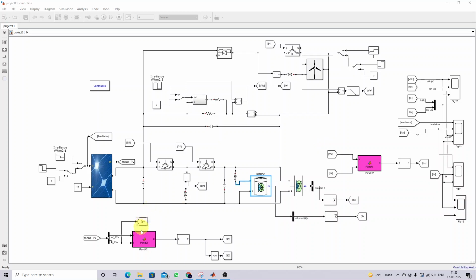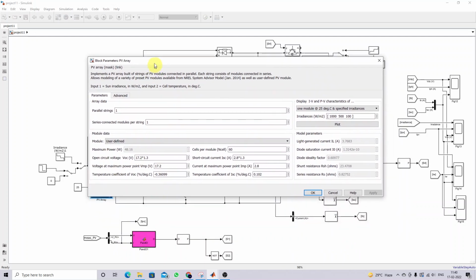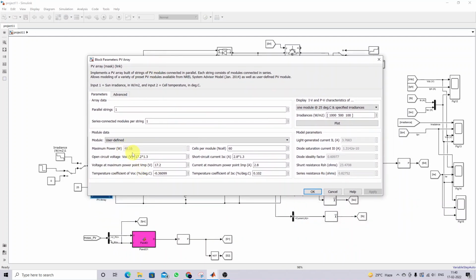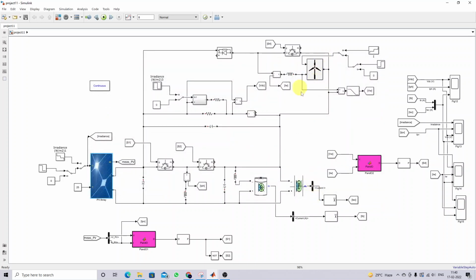So this is known as P&O MPPT. P&O MPPT is used to extract the maximum power from the PV panel. Here I am going to explain the PV panel details. I consider only a 48.16 watt PV panel. Its voltage at maximum power point is 17.2 and current at maximum power point is 2.8. Here we model that PV. The PV is operated at 50 volt and the rating of current is 3 amps, maximum is going to be operated at 3 amps.